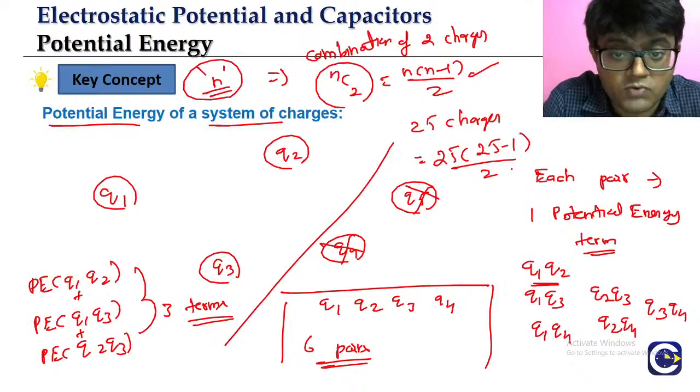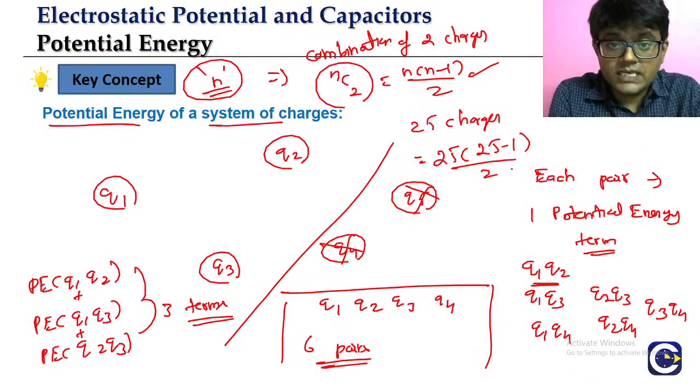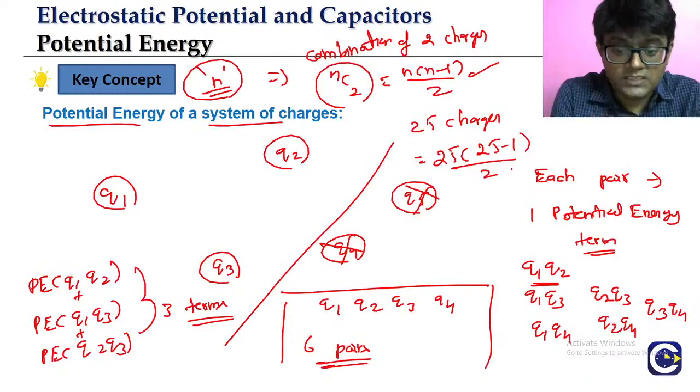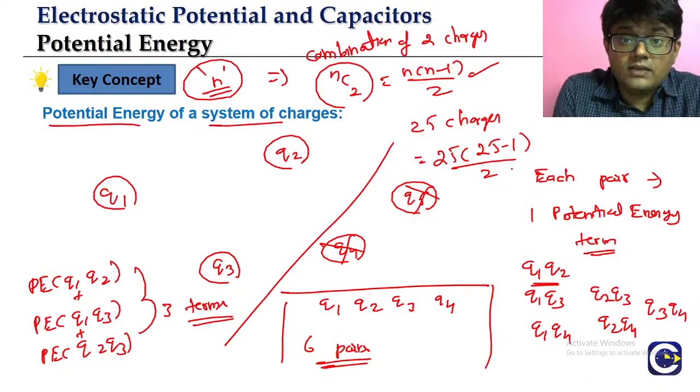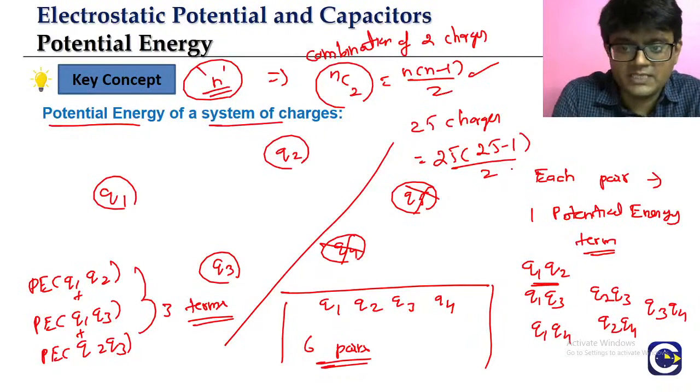We can also write it like nC2. Okay, 3 charges are there, means from that we will get 3 pairs. Say 4 charges are there, we are not going to get 4 pairs. How many pairs will come? 6 pairs will come, as we see here.